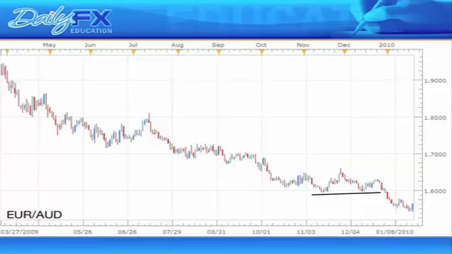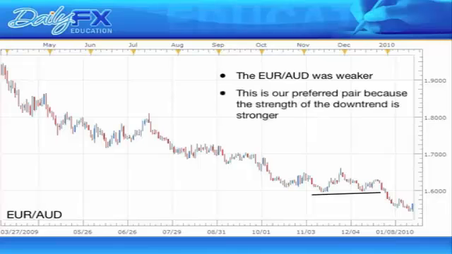Both pairs offered solid selling opportunities, but since the Euro-Australian dollar printed a lower low, and the strength of its downtrend is stronger, the idea is to compare the pairs you identified as being in a downtrend to find the strongest trends. This comparison makes it easier to find those stronger trending moves.